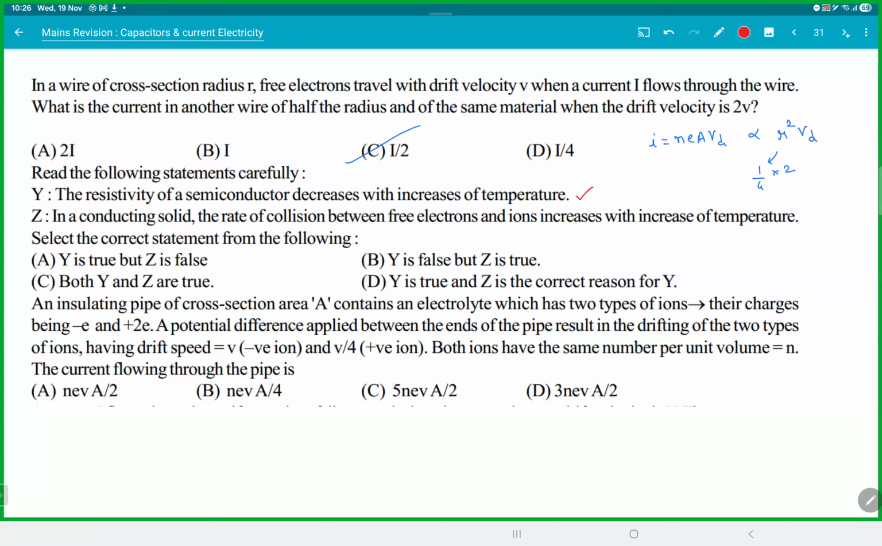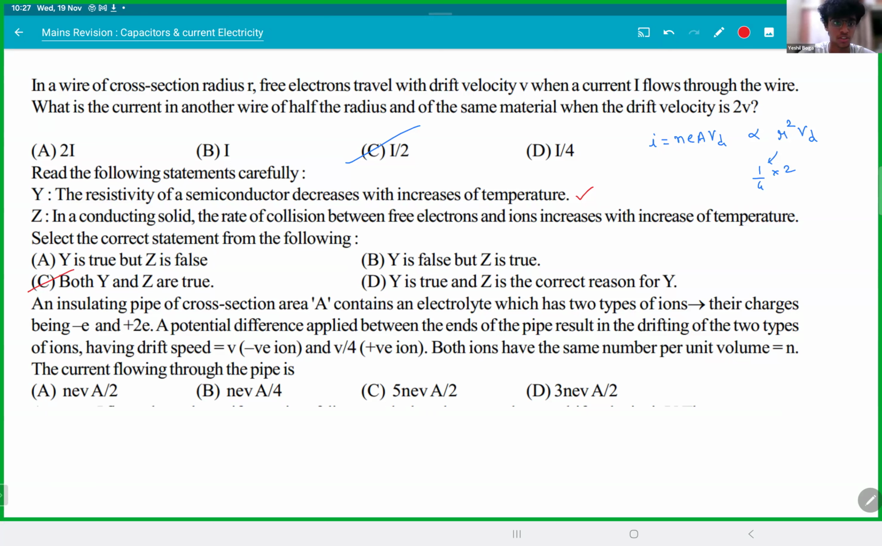You will release more number of free electrons, so the n will increase in that, even though there is more collision. The rate of collision between the free electrons and the ions increases with the increase of temperature. Both are right. That's not the explanation though. What about this one?